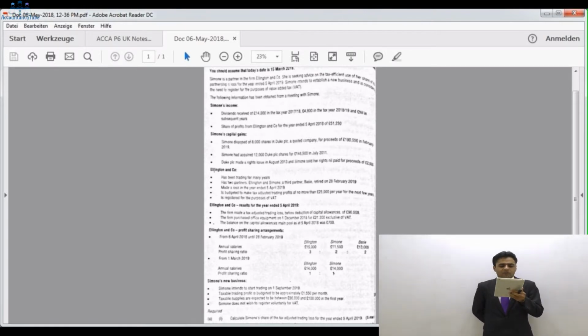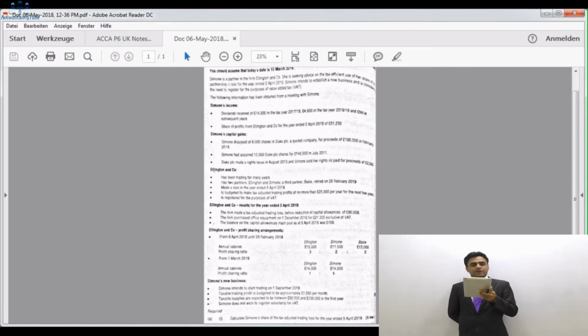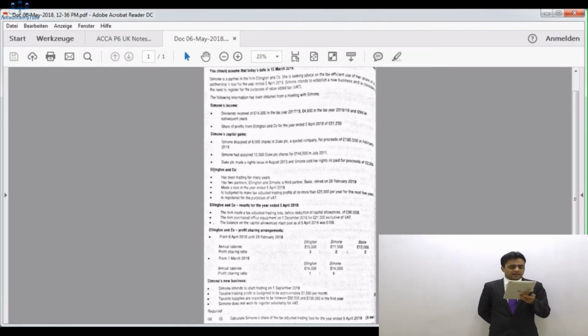We know that when office equipment has been purchased, it would normally go into the main pool, but there is annual investment allowance on that. So we will take the whole amount as capital allowance because there is annual investment allowance available as well. And after that, it says the balance of the capital allowance main pool on 5th of April 2018 was £700.